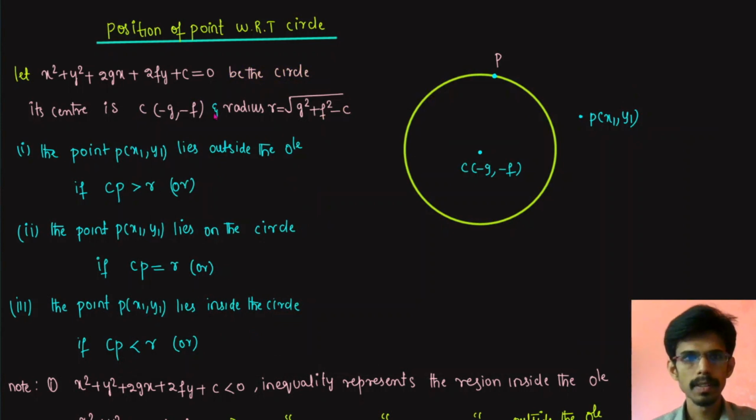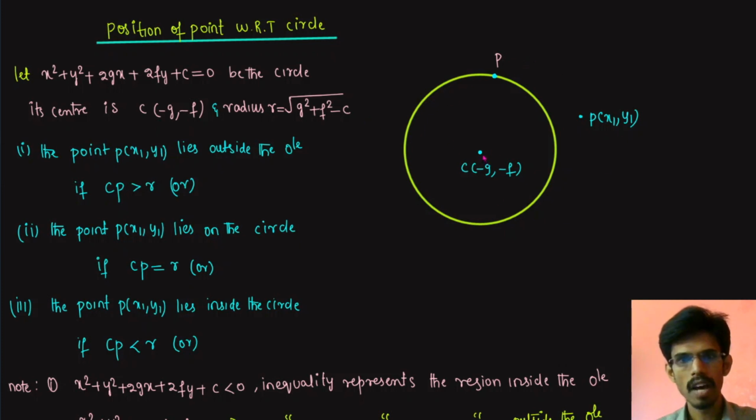Now let us discuss the position of a point with respect to a circle. Whether the point is lying outside the circle, or on the periphery of the circle, or inside the circle. Let x square plus y square plus 2gx plus 2fy plus c equal to 0 be the equation of the circle. Its center is C(-g, -f) and radius r equals root over g square plus f square minus c.